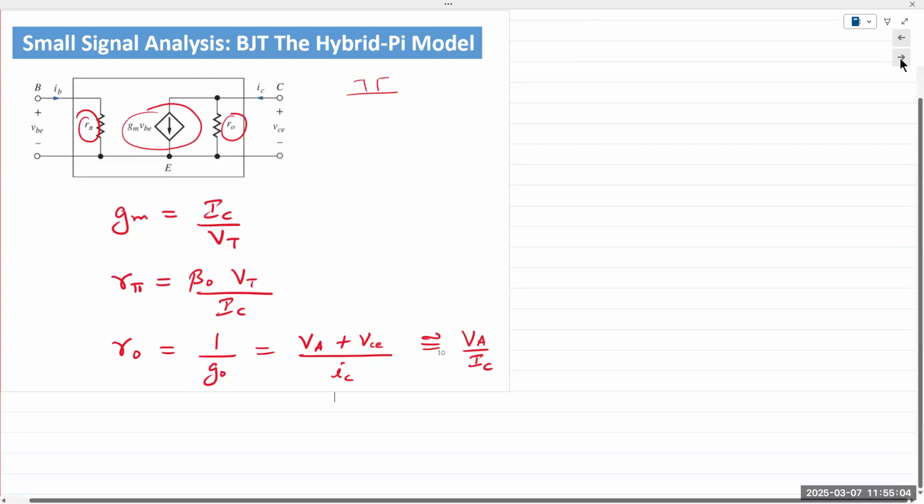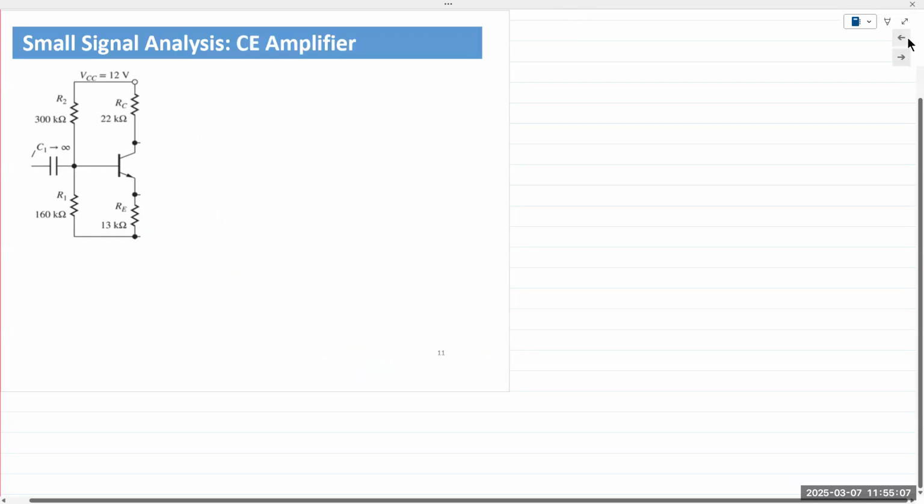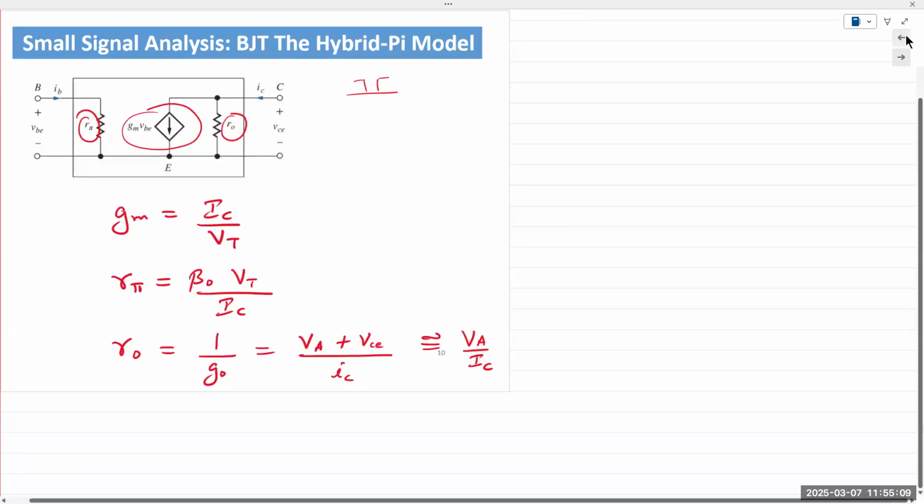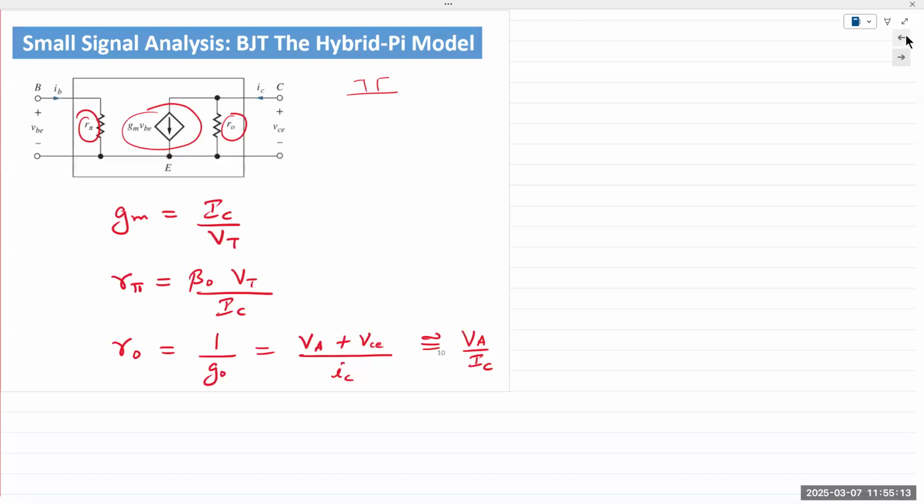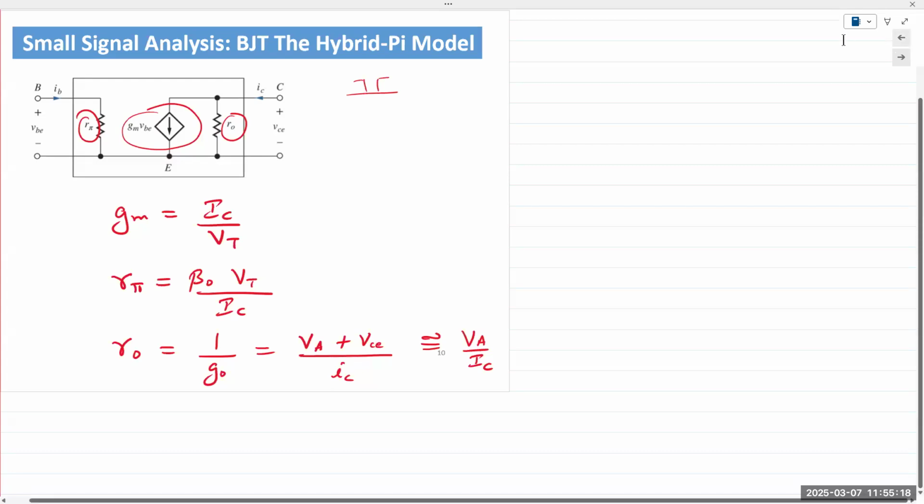Okay, so the only thing remaining is the small signal analysis of a CE amplifier. So we'll use these models and we will apply them to a CE amplifier, the one that we looked at in lab 8 and in chapter 4. And then we can analyze this and determine the gain of that CE amplifier.